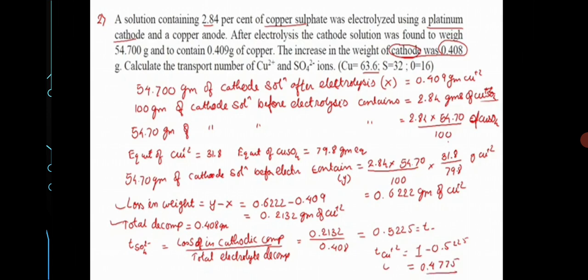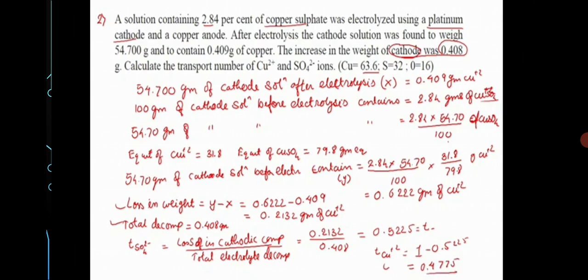54.7 gram of cathode solution after electrolysis contains 0.409 gram of copper plus 2. 100 gram of cathode solution before electrolysis contains 2.84 gram of copper sulfate. So 54.7 gram of cathode solution before electrolysis contains 2.84 into 54.70 divided by 100 of copper sulfate. Equivalent weight of copper is 31.8, and equivalent weight of copper sulfate is 79.8. So 54.70 gram of cathode solution before electrolysis contains 2.84 into 54.70 divided by 100 into 31.8 divided by 79.8 of copper plus 2, which is equal to 0.622 gram of copper plus 2.